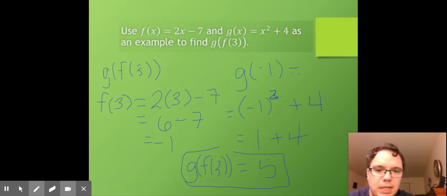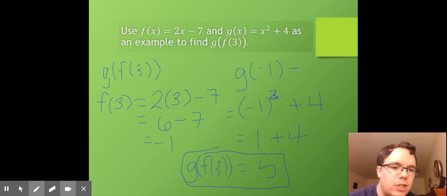So when we put 3 into the f function, take what we get out in the range and plug that into the g function, we get out 5.